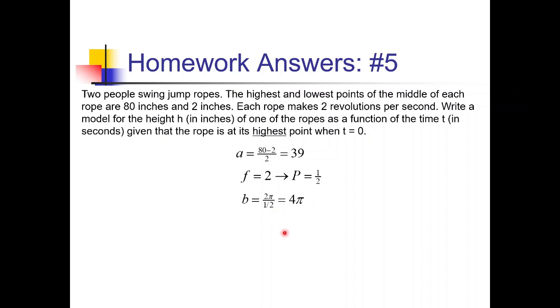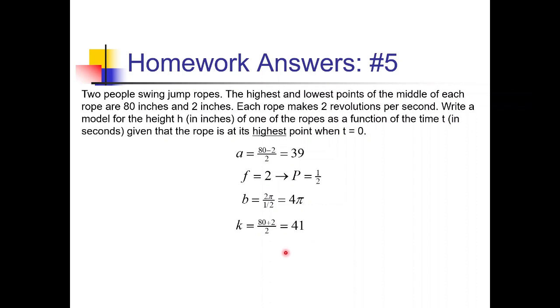I'm going to do the K value next. So that is the midline. The vertical shift, that's going to be the average of the highest and lowest points. So 80 plus 2 over 2. 82 over 2 gives us 41.